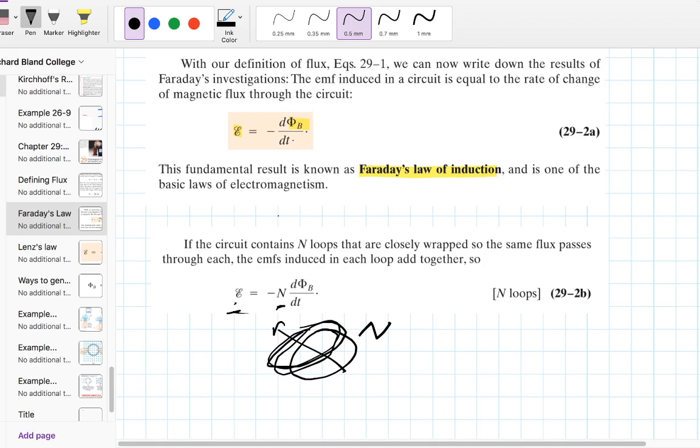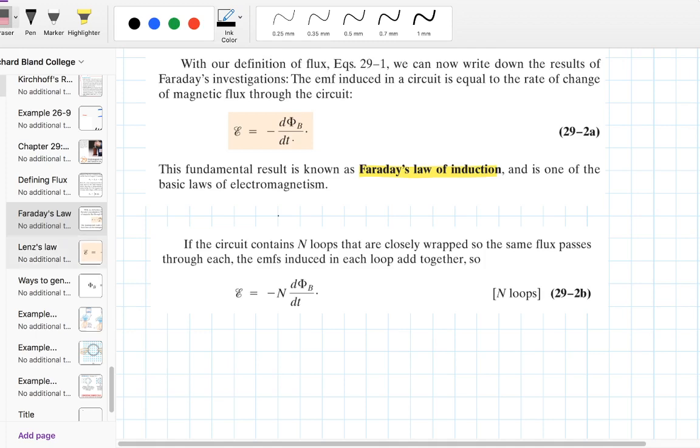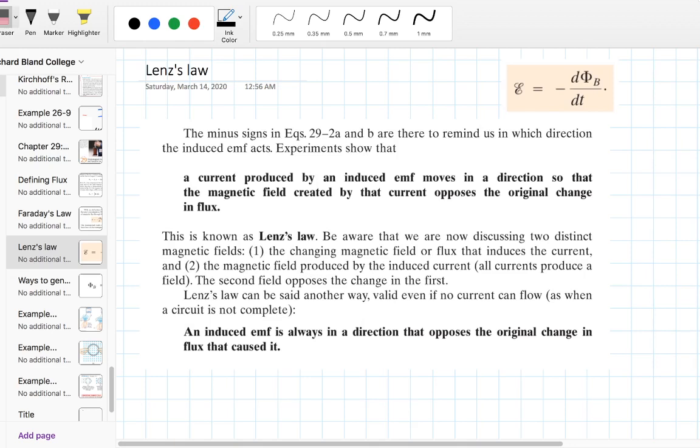The EMF is equal to minus N, the number of loops, times d phi dt, the rate of change of the magnetic flux. And this equation allows you to calculate numerically how much EMF is generated by a change in magnetic flux. But it also allows you to understand conceptually what EMF is created in a particular situation, and how much and in what direction the induced EMF is.